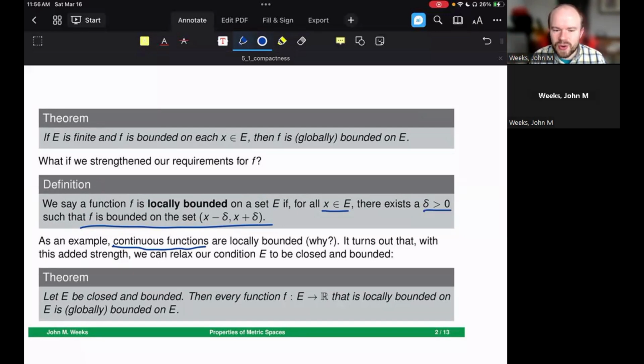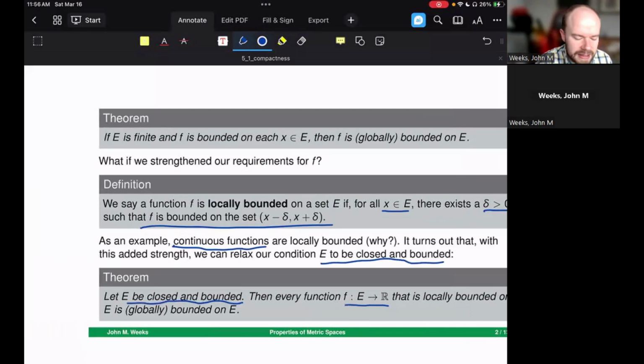But with this added strength, we can relax our condition on E to be closed and bounded. We can now write a theorem that says, let E be a closed and bounded set. Then every function f from E to R that is locally bounded on E is globally bounded on E. So notice that once we strengthened our function a little bit, we were able to generalize our set E to be a type of infinite set.